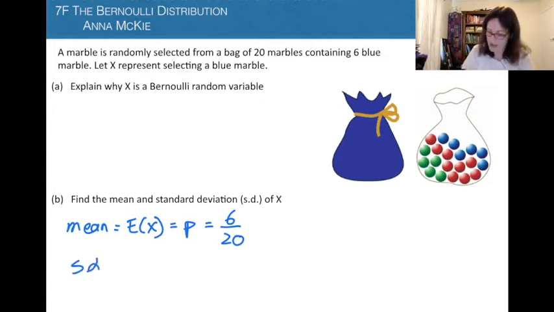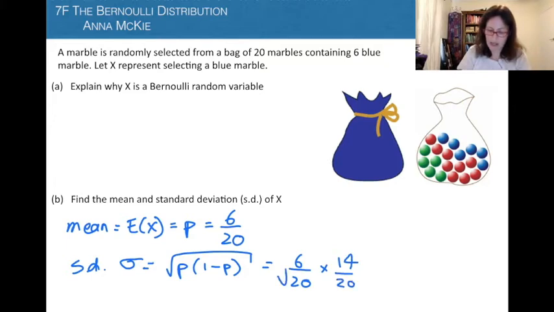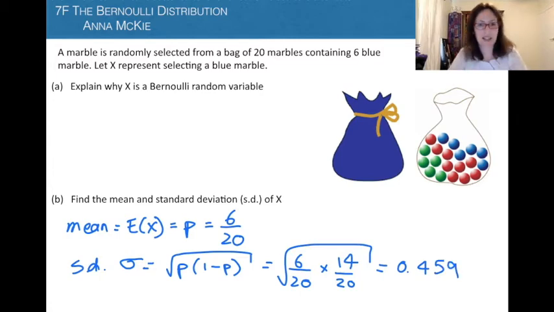The standard deviation is this formula here, where our P is 6 out of 20 and we multiply that by the complement, 14 out of 20, and that comes out to be 0.459. So that's how we do standard deviation.